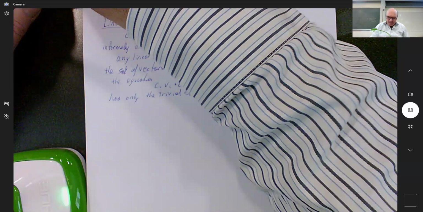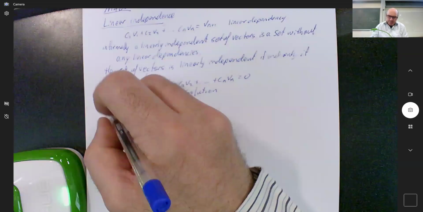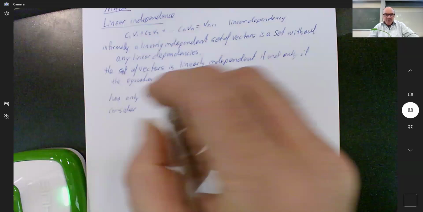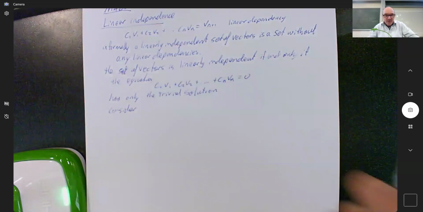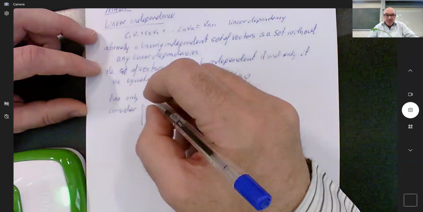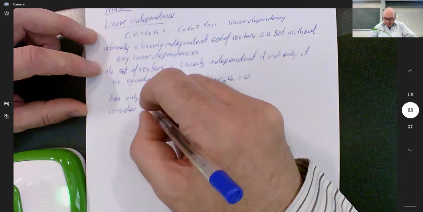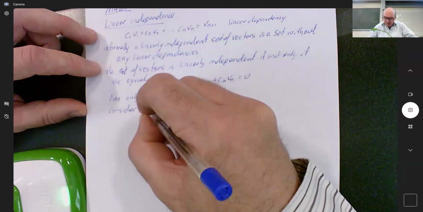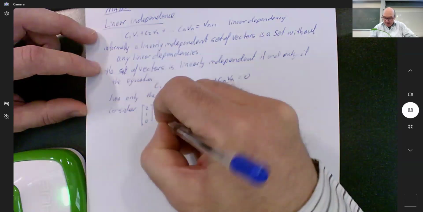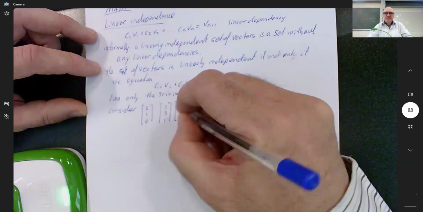So if we consider the set of vectors, we will write these vectors down. I'm just going to use the ones from question 2, part 2. So that's 2, 1, 0, 1, 3, 1, and 0, 1, 2.